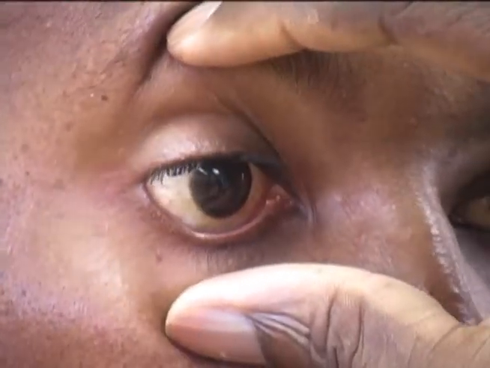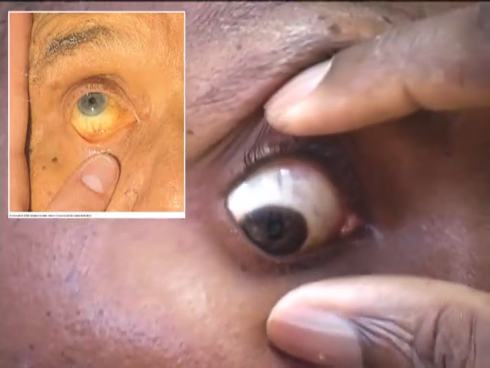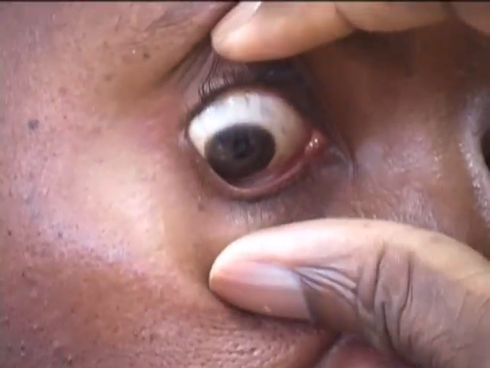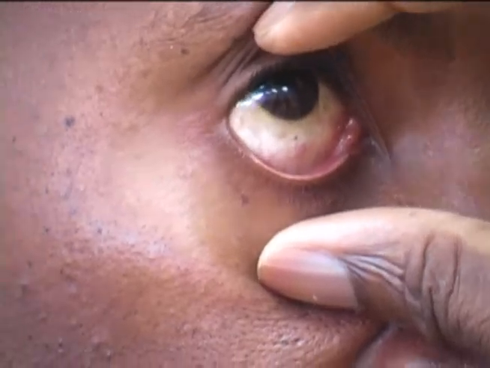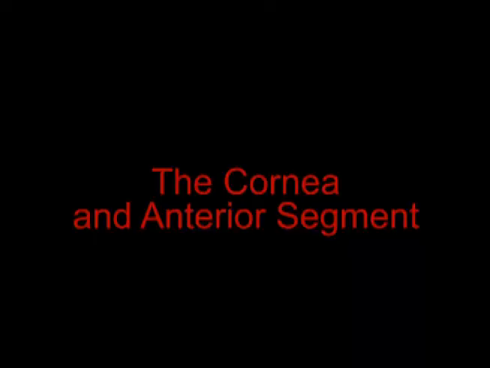Examine for discoloration. Yellowish discoloration again indicating icterus, and bluish discoloration, osteogenesis imperfecta. Examine the sclera for hyperemia and nodularity. And the cornea is part of the anterior segment. Other parts of the anterior segment include the anterior chamber, iris, and pupil. A pen light is used to examine the anterior segment.